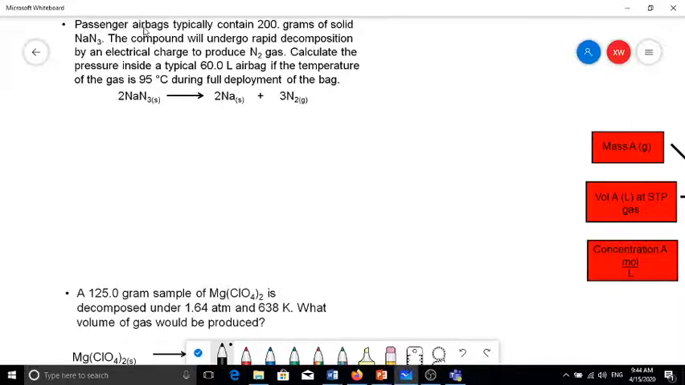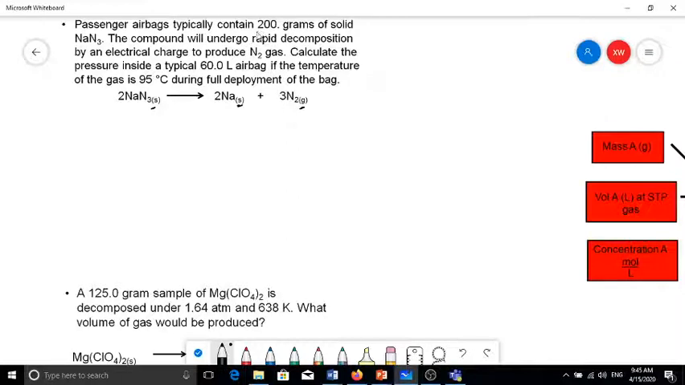The question says passenger airbags typically contain 200 grams solid NaN3. Keep in mind, okay, we're still talking about ideal gases, so we don't really care about what kind of gas. But since we're dealing with a stoichiometric problem, you might want to keep in mind here might be given something else like grams. Okay, so here's where you need to focus on whether this compound is a solid or is a gas. Okay, solid obviously doesn't apply to gas law. Okay, only gases apply to gas law.